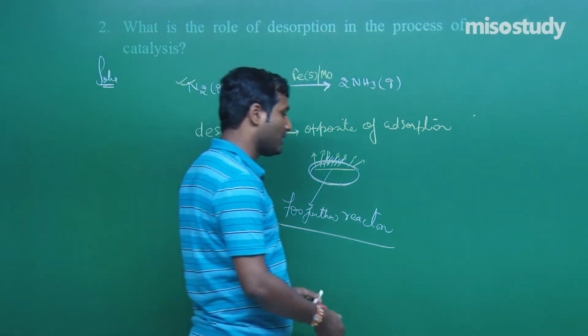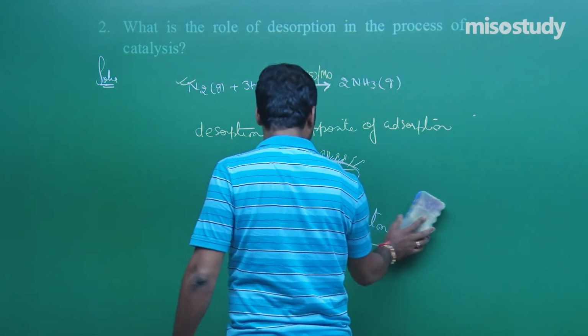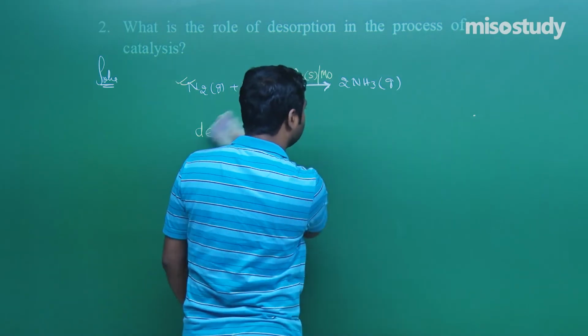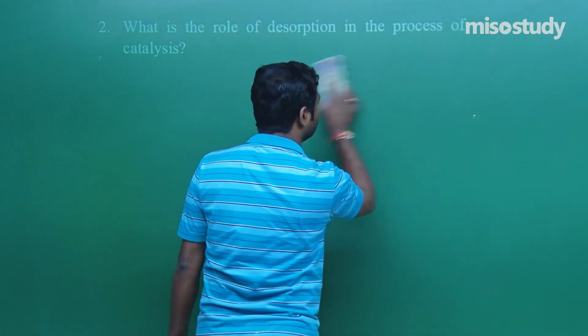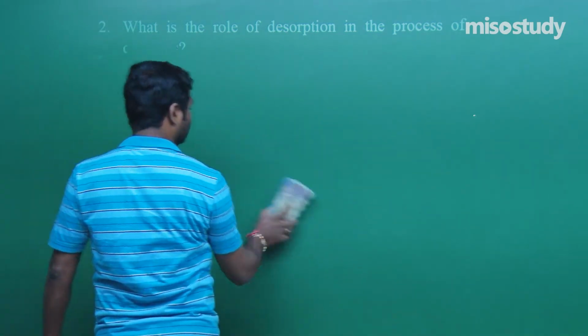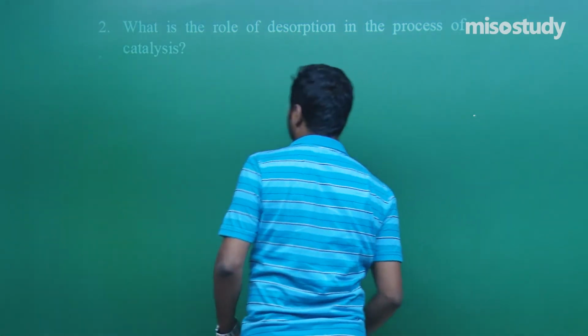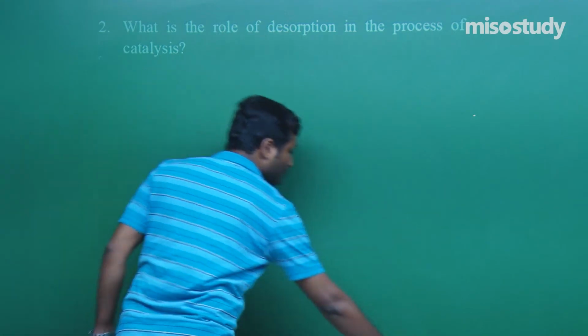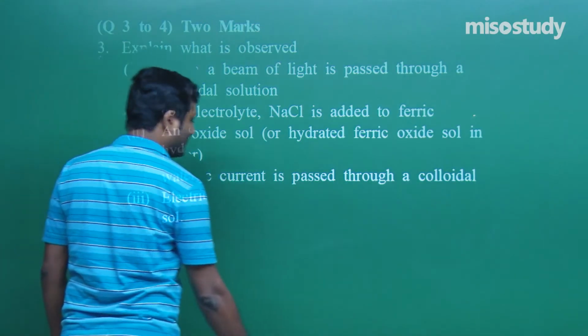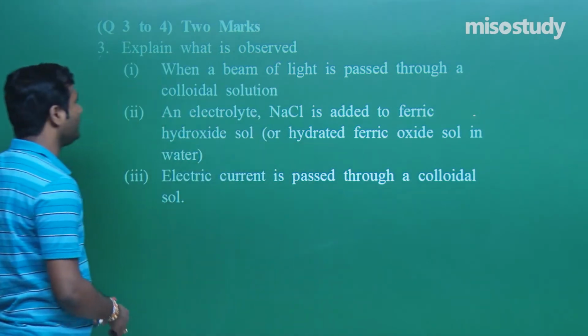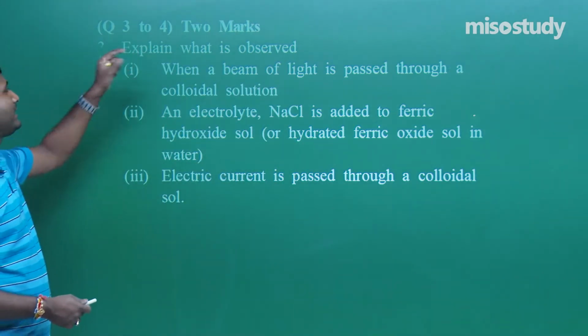Yes. Now I am going to rub and we will discuss the next question. Listen carefully to what I am telling. Now let us move to question number 3. Look at this, it is a 2 marks question. Now listen carefully. Explain what is observed.